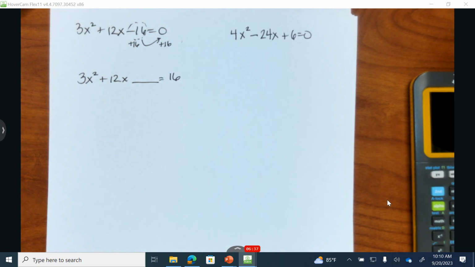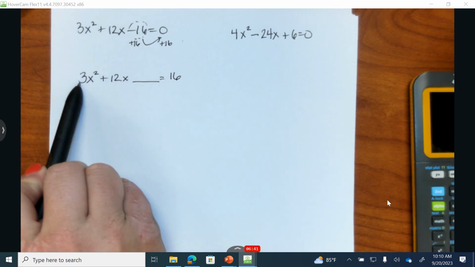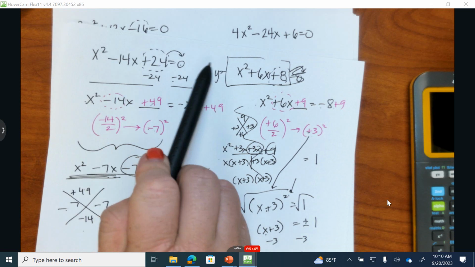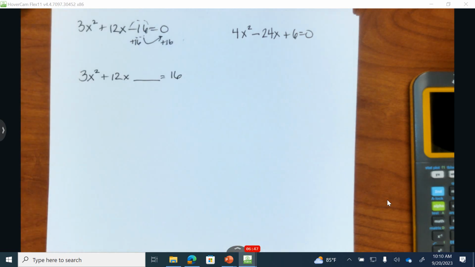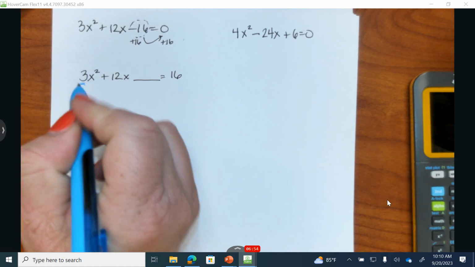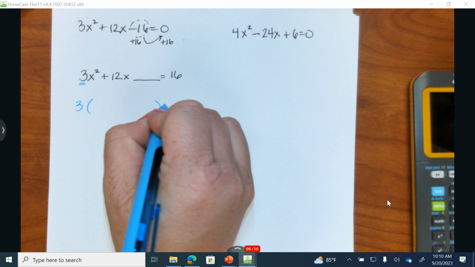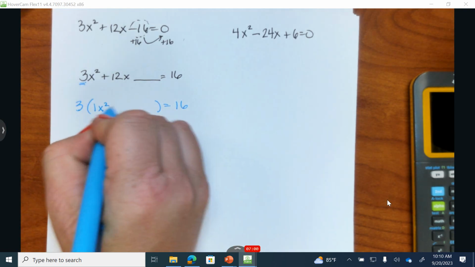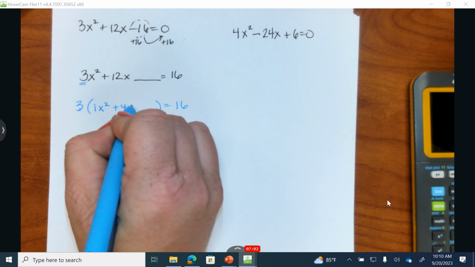Now, this is different from examples 1 and 2 because the leading coefficient isn't a 1. When there's a 1 in front, it's pretty easy. You've learned this freshman year. What do we do when that value isn't 1? Now we need to factor that out. So I'm going to take this value, I'm going to factor it out. 3 times 1 is 3, bring down the x squared. 3 times positive 4 is 12.